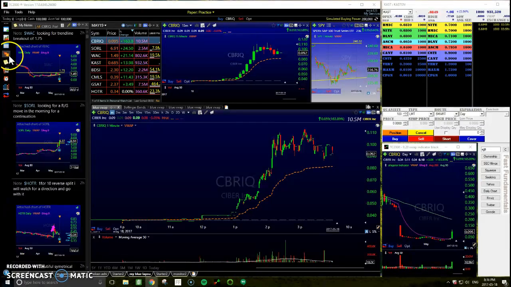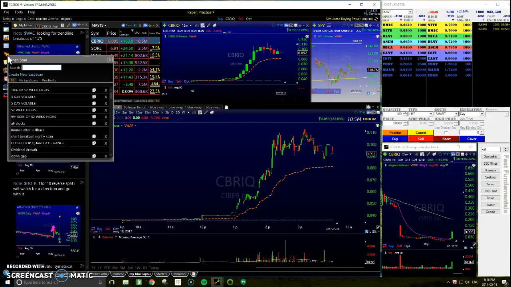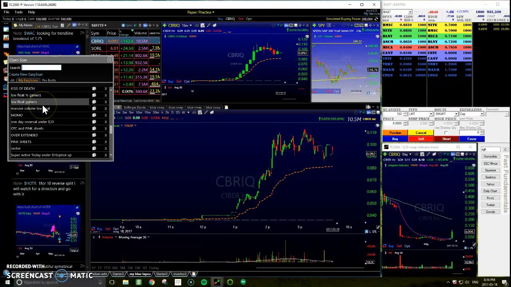So we go to this little lightning bolt, and that's your easy scans. I'll go into the easy scans that I've personally built. Low float percentage gainers are always very good. Generally, out of the day, your top percentage gainers are the low floaters. Now it doesn't work all year round, but when they're on, they're on. So let's go over that one first.